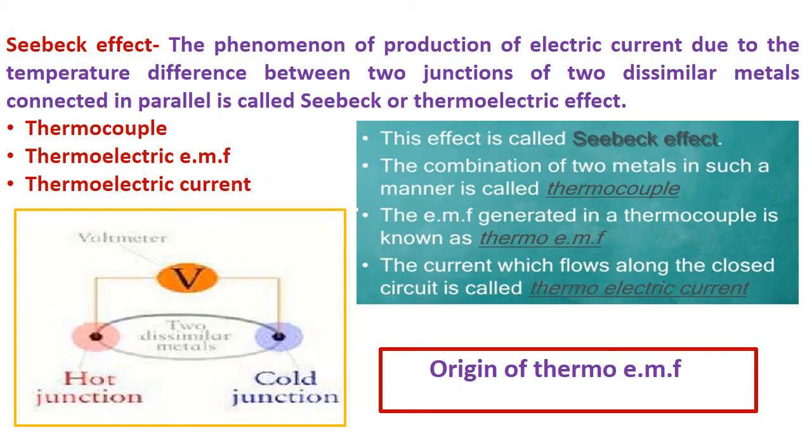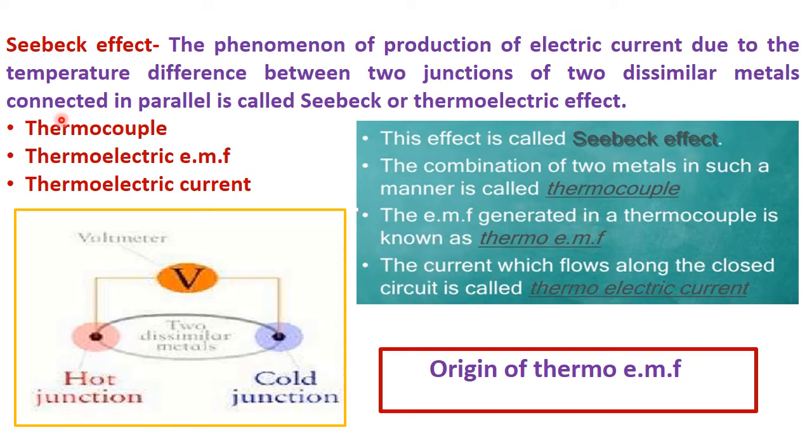So finally, the Seebeck effect: the phenomenon of production of electric current due to the temperature difference between the two junctions of dissimilar metals is called the Seebeck or thermoelectric effect. You can see over here we have two dissimilar metals joined like this, and finally connected to a voltmeter which will give the voltage or EMF produced in this kind of circuit. One junction is maintained hot, the other is maintained cold.